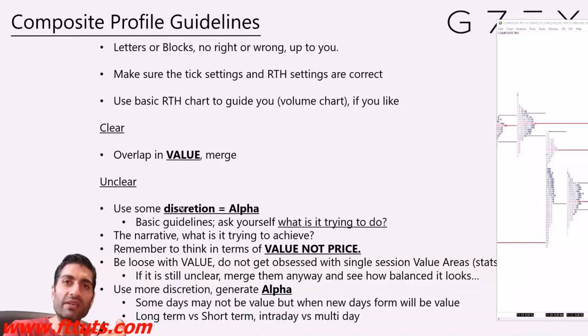so where it's grey, and you'll see what I mean by where it's not clear, where we don't have this clear overlap in terms of two value areas for 2 days, 3 days, whatever, we do need to ask ourselves, what is it trying to do? What is it trying to achieve? And I'm going to show you how to do that. But there's another thing, absolutely crucial. If it's still unclear, merge them anyway and see how balanced it looks. Okay, so let's do that.